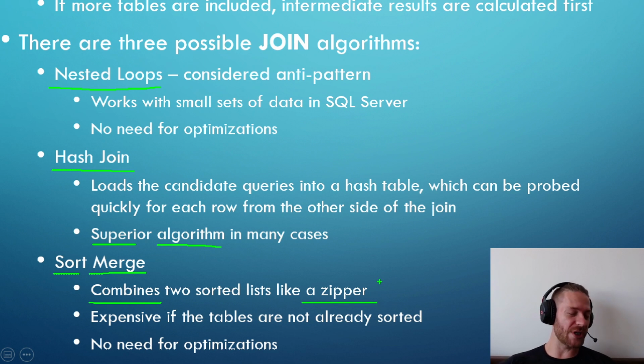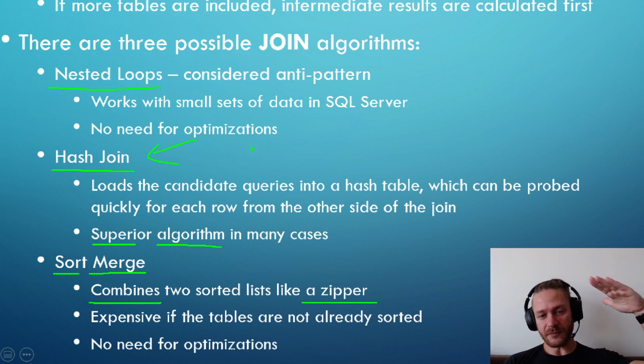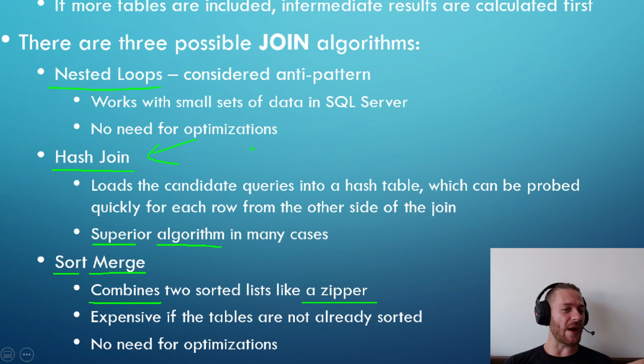So the sort operation is more expensive than using a hash table, because building a hash table requires n operations if we have n entries in the table. But for sorting, the fast sorting algorithm is actually n log n. So it's faster to create a hash table if we don't have one than sorting the table. But here comes the trick. If we have the data already sorted, then the sort merge is faster.